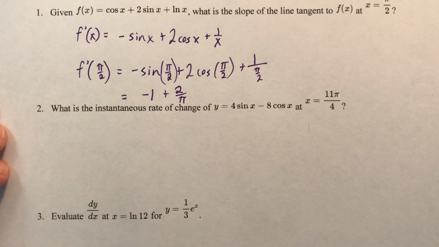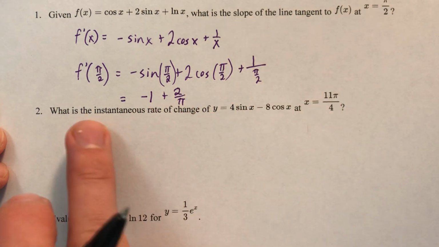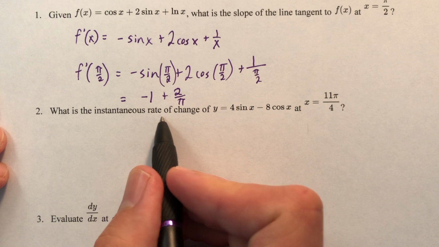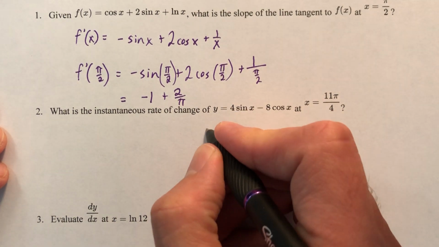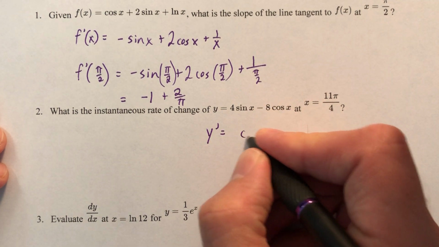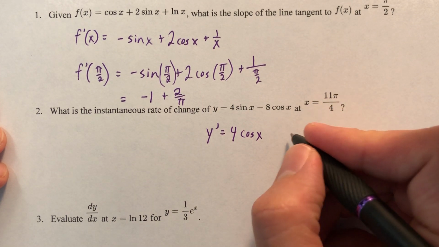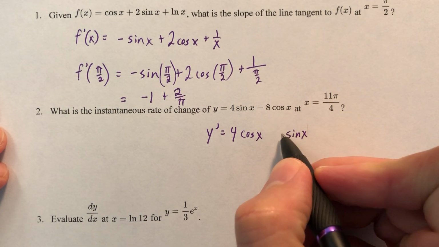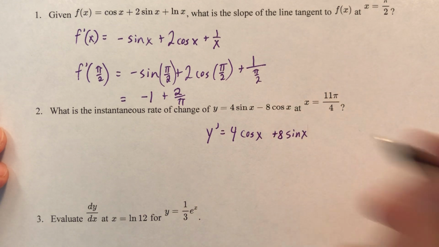Let's move on. What is the instantaneous rate of change? Again, I said it a minute ago, slope of the line tangent to instantaneous rate of change. It's all asking the same thing. Instantaneous rate of change for that function at that value. Well, let's do it. So y prime is equal to, well, I need the derivative of sine, which is cosine, but there are 4 of them. I need the derivative of cosine, which is negative sine. Now, hold this thought for a second. We have a negative sine times negative 8, so it's going to be plus 8.